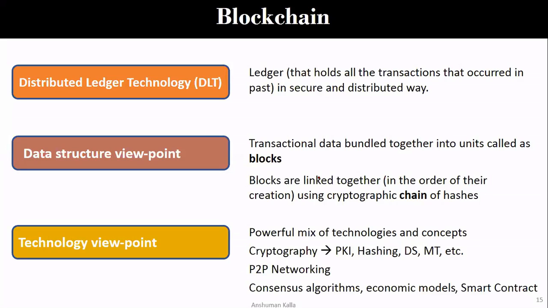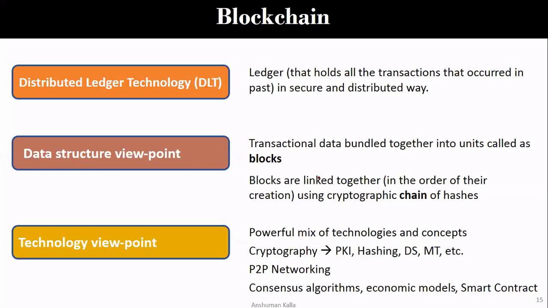Another perspective is that a blockchain is a data structure as well, right? So transactions are all bundled together in a unit which is called a block, and these blocks are linked together using a cryptographic chain of hashes, right? So the way the blockchain is created and maintained, the data structure viewpoint, is another way to understand blockchain, right? The third viewpoint is a technological viewpoint.